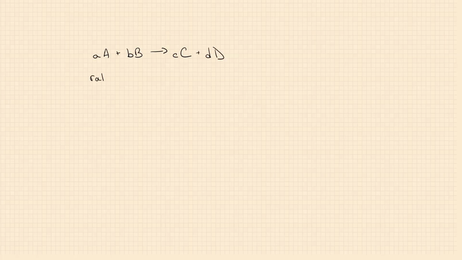Our rate law would be something like rate equals K times the concentration of A to the power of X times the concentration of B to the power of Y. Now, note it's X and Y, not little a and little b like we have in our reaction. That's because they don't depend on the reaction, and we have to find out what they are experimentally. What X and Y are, though, is known as our order of reaction.